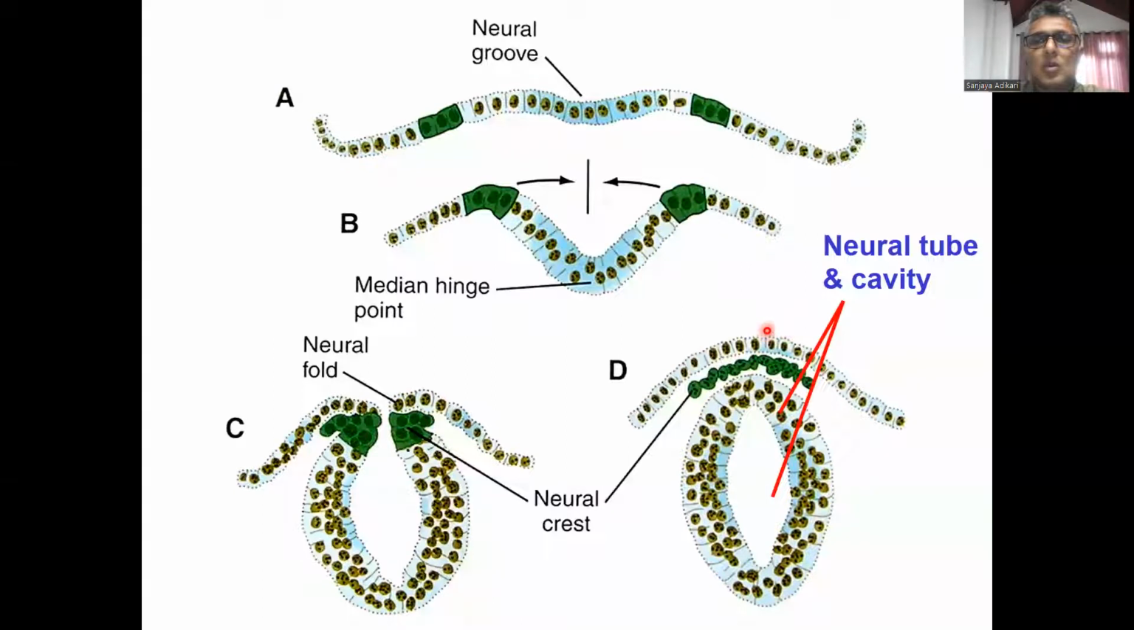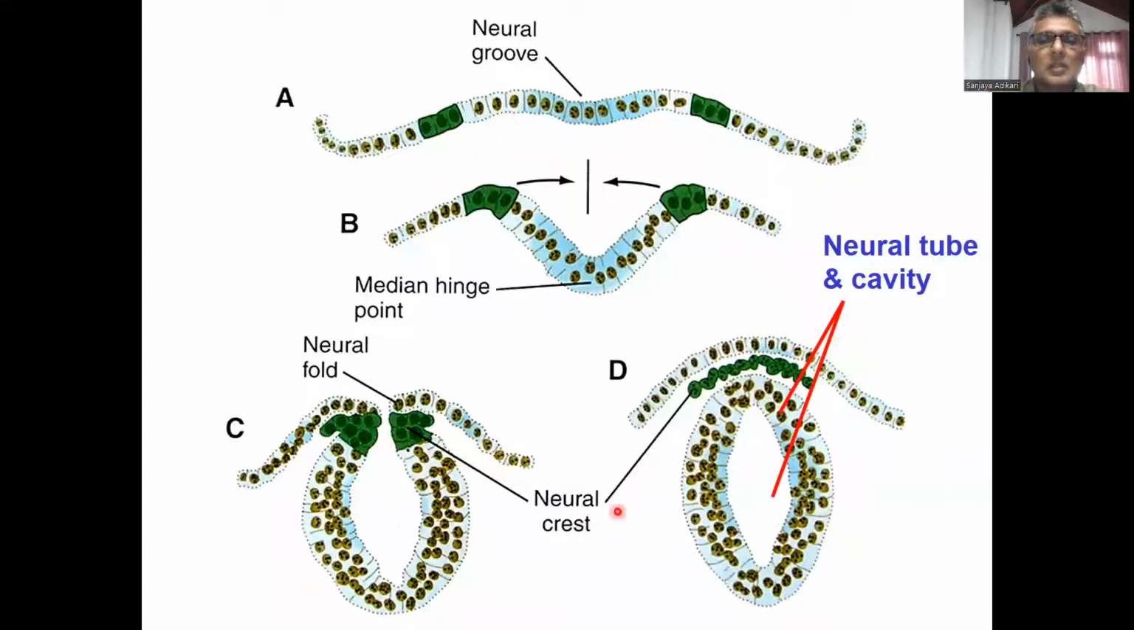Now this side is no longer called neuroectoderm. It's now ectoderm, because this ectoderm has fused with the ectoderm on either side. Neuroectoderm has gone in as the neural tube, and now you get the ectoderm here. Between the ectoderm and the newly formed neural tube, some of these cells at the peak of the fold fall in between, and they are called neural crest cells.